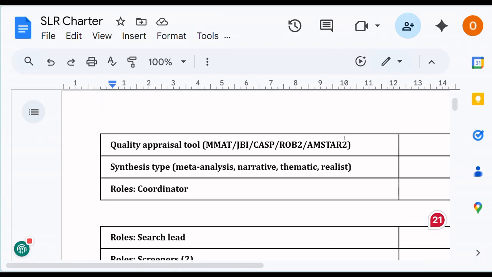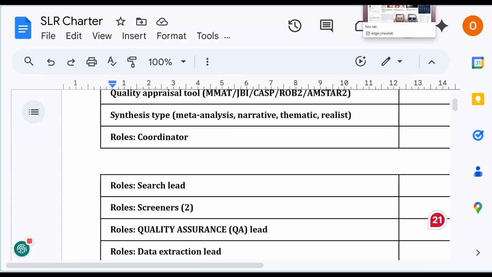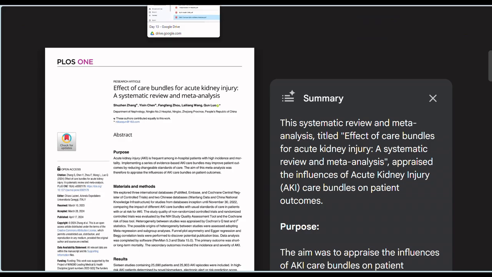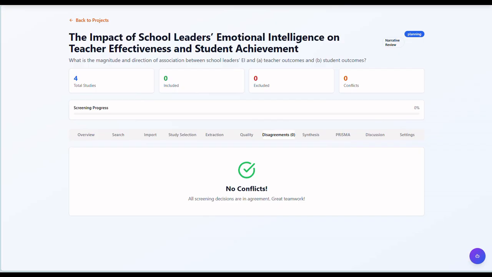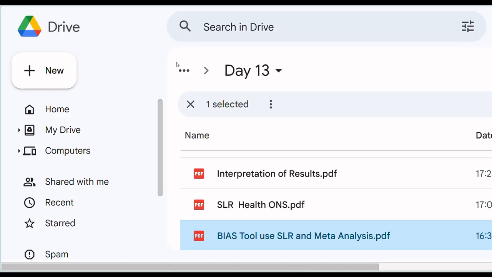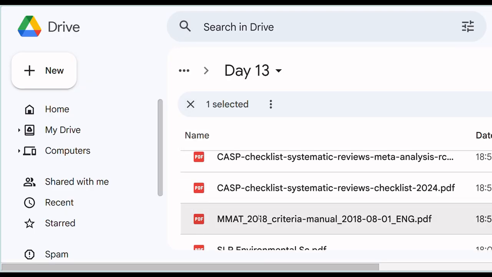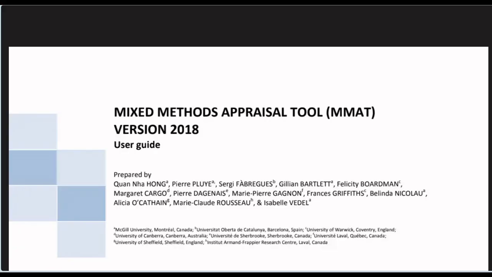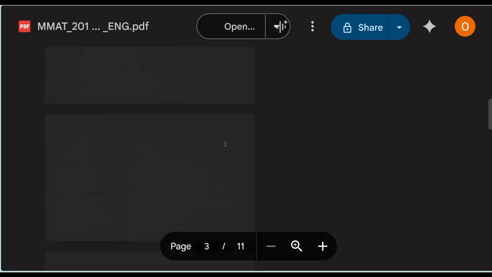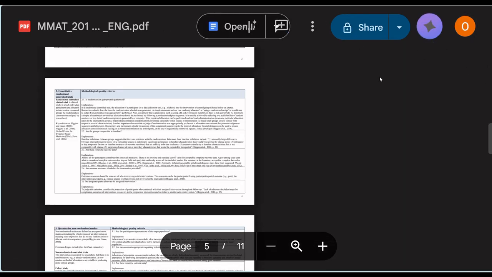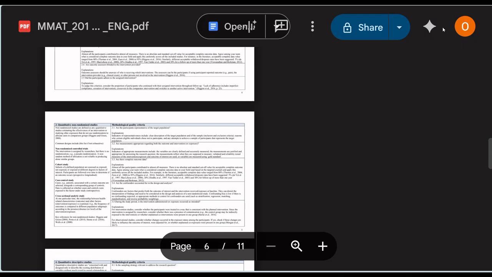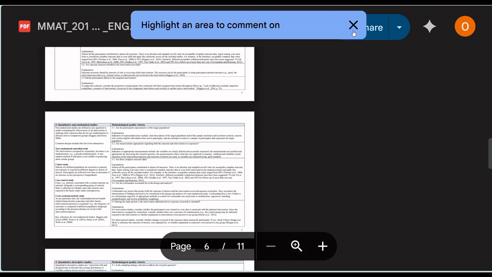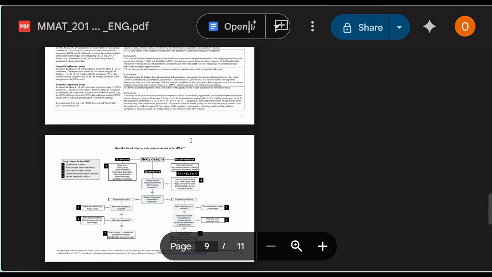Sorry, just 1 minute. Sorry, I'm trying to locate that file. Okay, MMAT. So, looking at MMAT, which is one of the tools, why is it not opening wide? Okay.